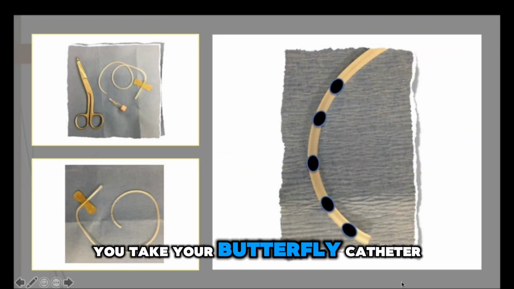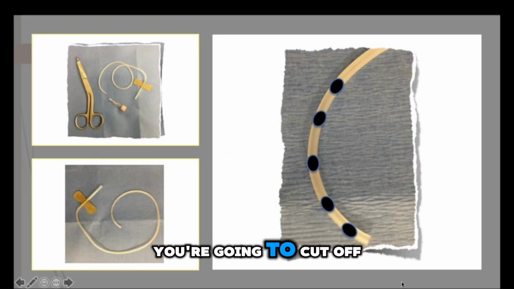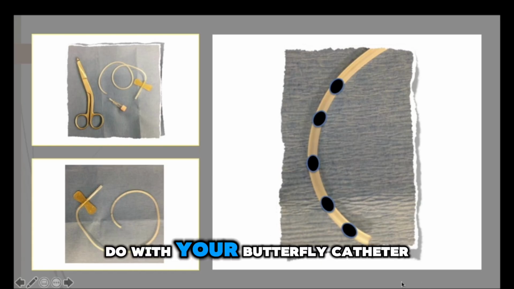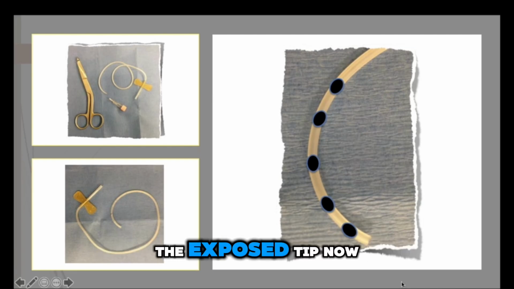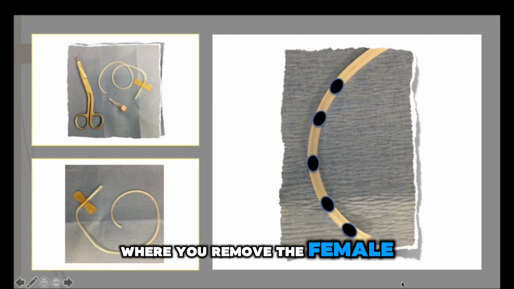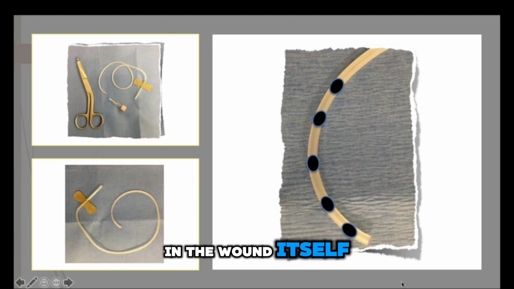And if you take your butterfly catheter, you're going to cut off the female end, the adapter end, and you're going to throw that away. And what you're going to do with your butterfly catheter is the exposed tip now, where you removed the female end of the hub, is you're going to cut little fenestrations in that tube. That's going to be what sits in the wound itself.